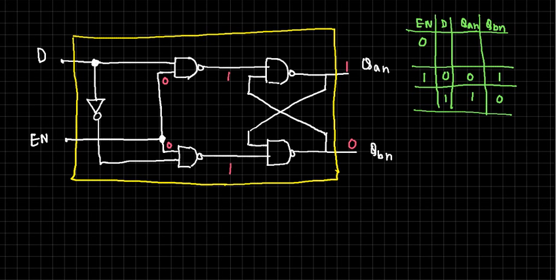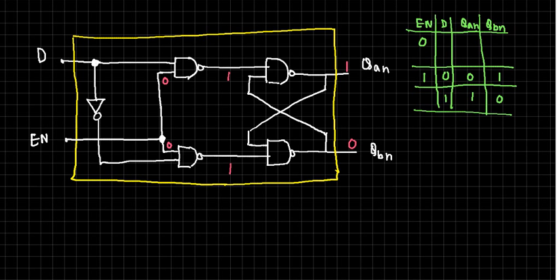Once data goes in, it will be retained when the enable is disabled. Whenever it is enabled, data will be inserted, and whenever we close that switch, it will be retained. Is that okay? Now this is called a D latch.